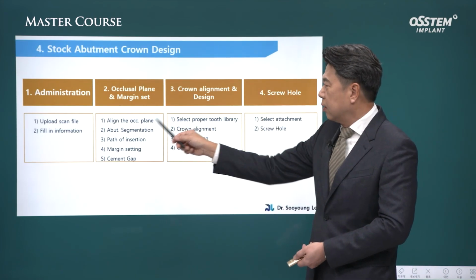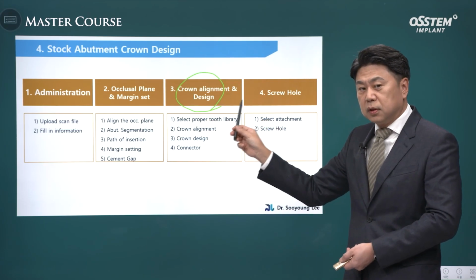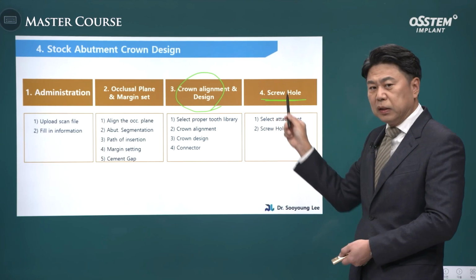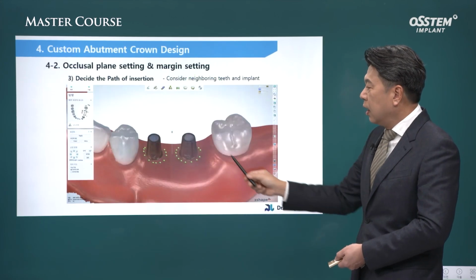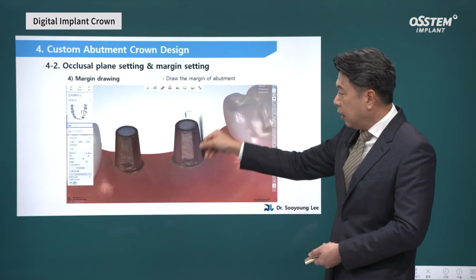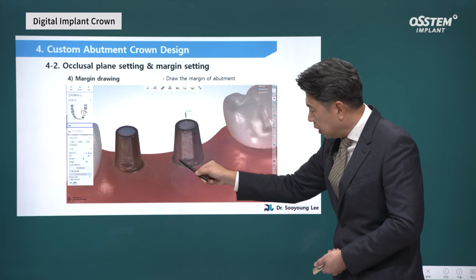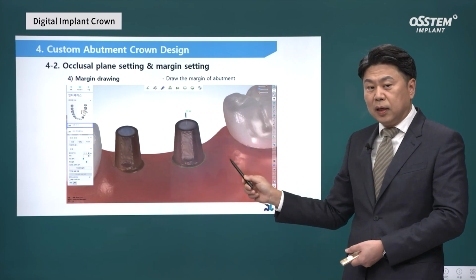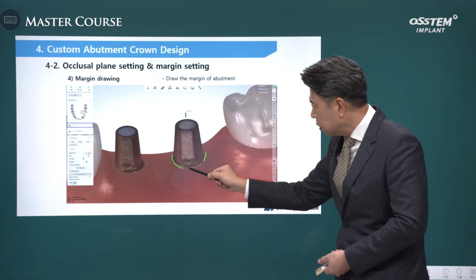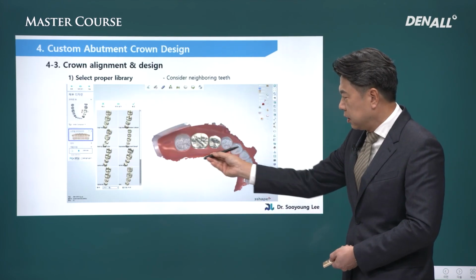The stock abutment process is very similar, but a little bit different. The crown is designed first because the abutment is a stock product. After that, a screw hole should be made. The rest is the same. The margin should be set. The abutments were directly scanned, and there is no margin set here. As there is no margin data, we need to edit and set the margin information. And the crown design is almost the same.